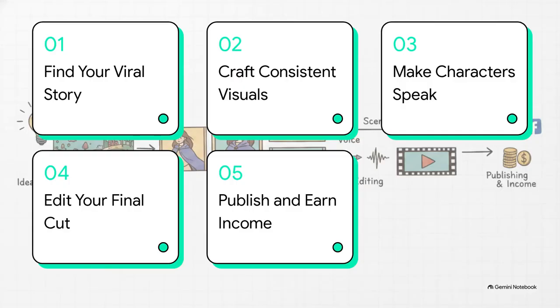So here is our roadmap for today's explainer. We're taking this one logical step at a time. First, finding your viral story. Then, crafting consistent AI visuals. After that, making your characters speak. Next up, editing your final cut. And finally, publishing and earning income. Just 5 incredibly manageable steps.